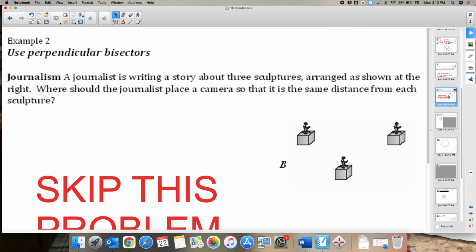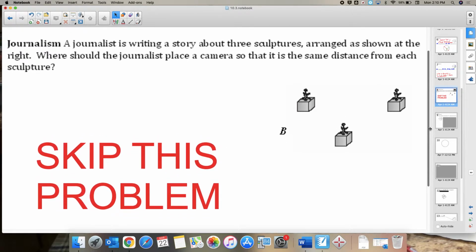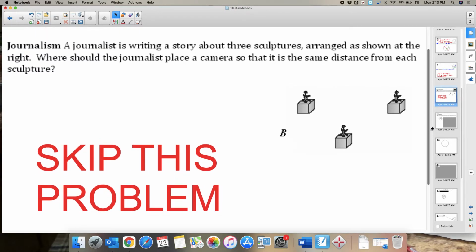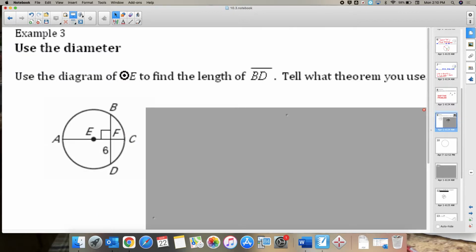Right? If you're following the notes, please do not worry about example 2. All right, we're gonna skip over that and I'll come back to it here. But taking a look at example 3 then. It says use the diagram of circle E to find the length of BD. And it says tell what theorem you'll use.